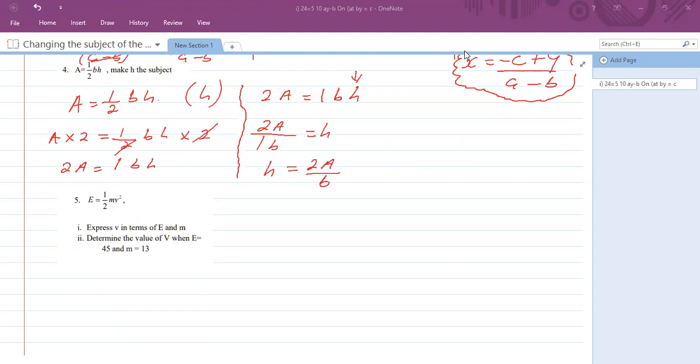Okay, how will I do this one here? Aliyah, what will I do? I want to make V the subject, right? We want to make V the subject. Krista, what will I do? Kimora, what will I do? I want to make V the subject. What will I do here?